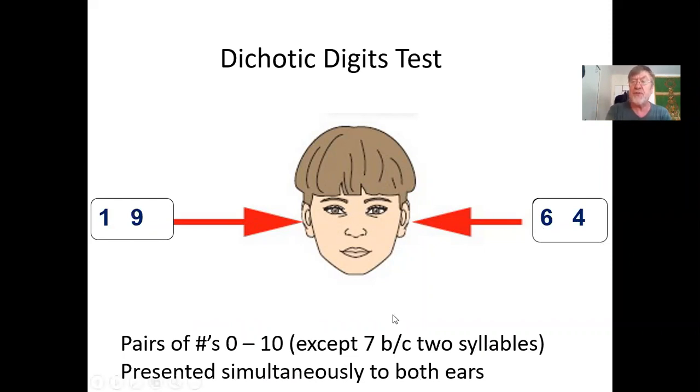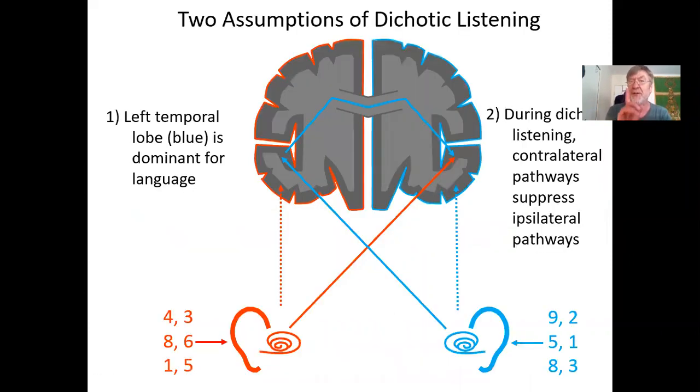Now, what is the assumption behind the dichotic digits test? Here it goes. Write it down. Okay, two assumptions. Number one, the left temporal lobe in blue is dominant for language. The second assumption is that during dichotic listening, and only during dichotic listening, not during any other situation, but only when you're getting competing information to both ears.